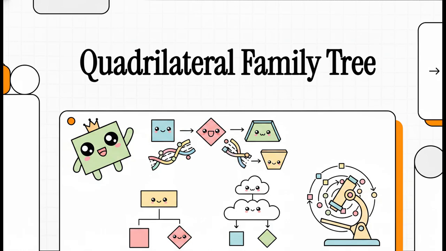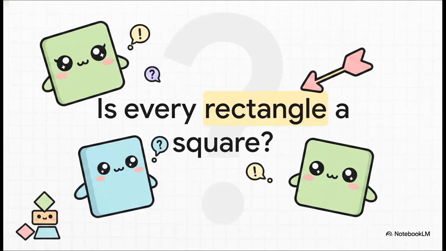Welcome to today's Explainer. We're jumping right into a fascinating topic, the quadrilateral family tree. So buckle up, because we're about to decode the literal DNA of four-sided shapes. We see closed, four-sided shapes everywhere, right? But beneath their simple exteriors, there's actually a pretty wild genetic code.